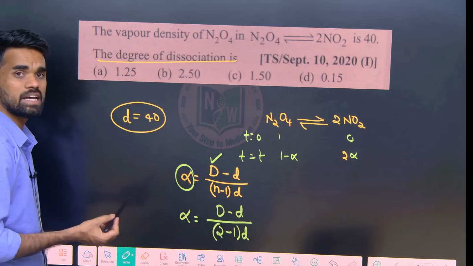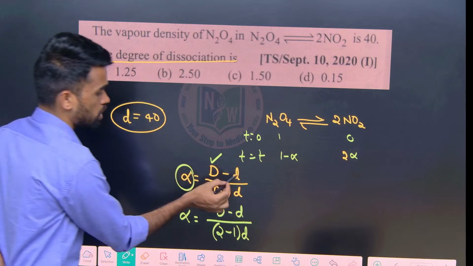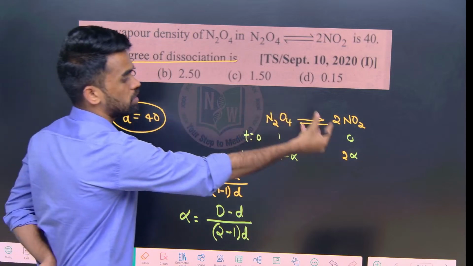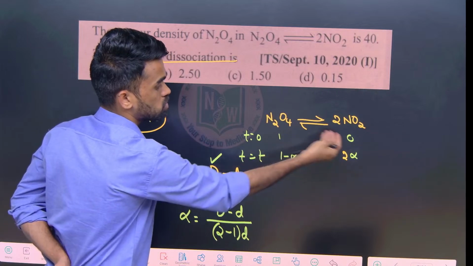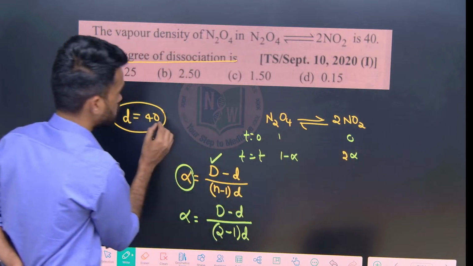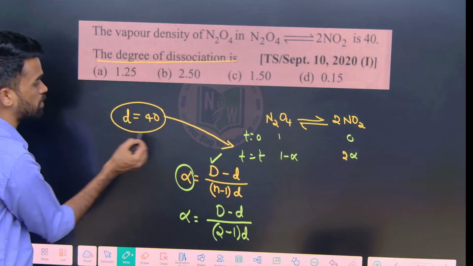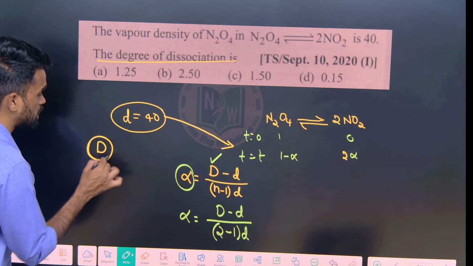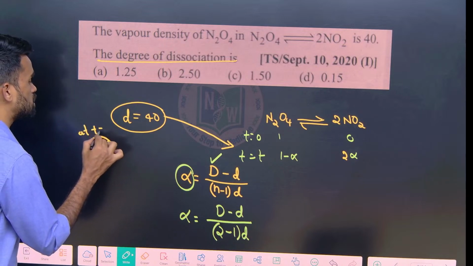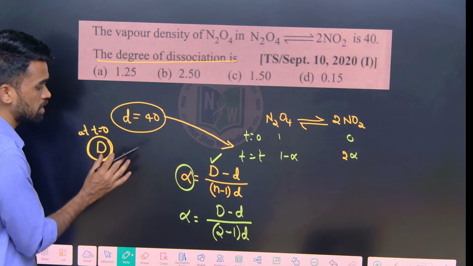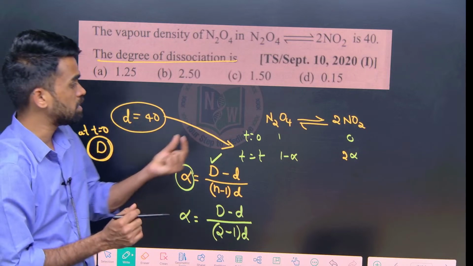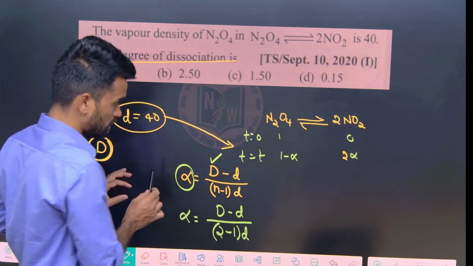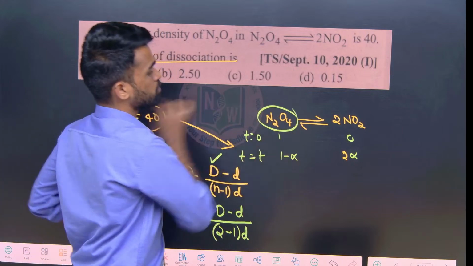So what are this capital D and small d saying here? See, this small d says the vapor density after undergoing dissociation. Some alpha amount is dissociated, so at this condition the vapor density of the mixture will be 40. Now what about this capital D? This is the vapor density at the initial time t0. See, at t0 we have only N2O4 and 0 NO2, so whatever the vapor density is there, that is exhibited by N2O4 only.